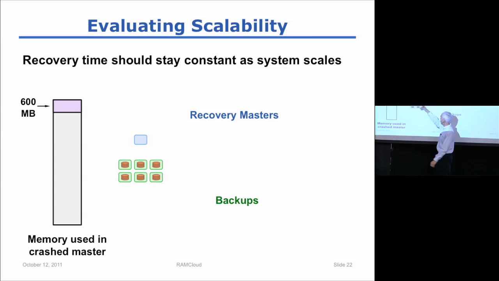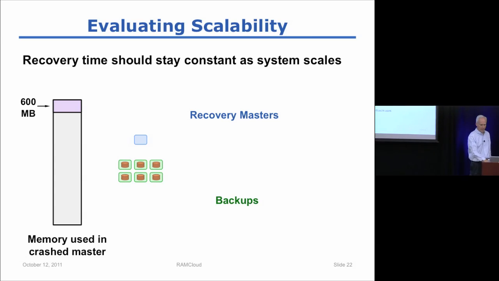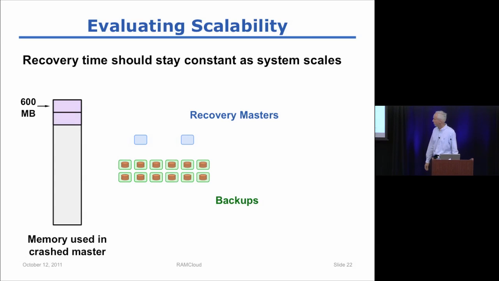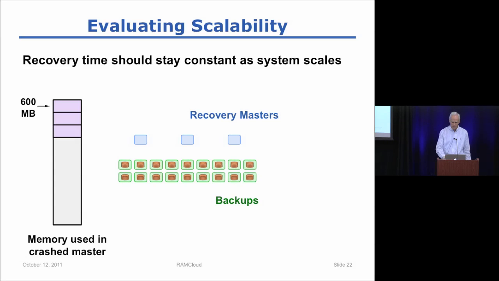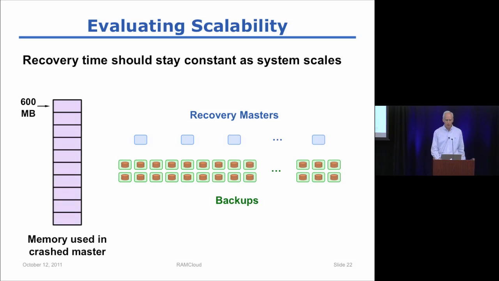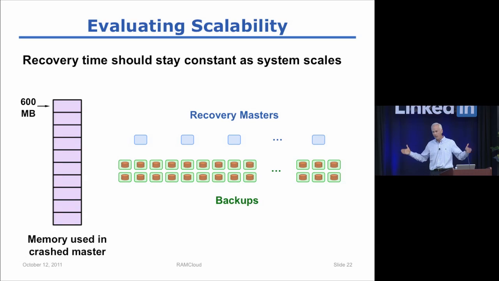Turns out backups each have one disk at about 100 megabytes per second. So if we want to recover 600 megabytes in a second, we need roughly 6 disks per master. So do recovery that way. Then scale up, add a second partition, another recovery master, 6 more backups and disks, and so on, and keep doing that. And the goal is that as you scale this, the recovery time should stay constant. That is, as long as we keep scaling the cluster size, we should be able to scale the memory size in the same time for recovery.